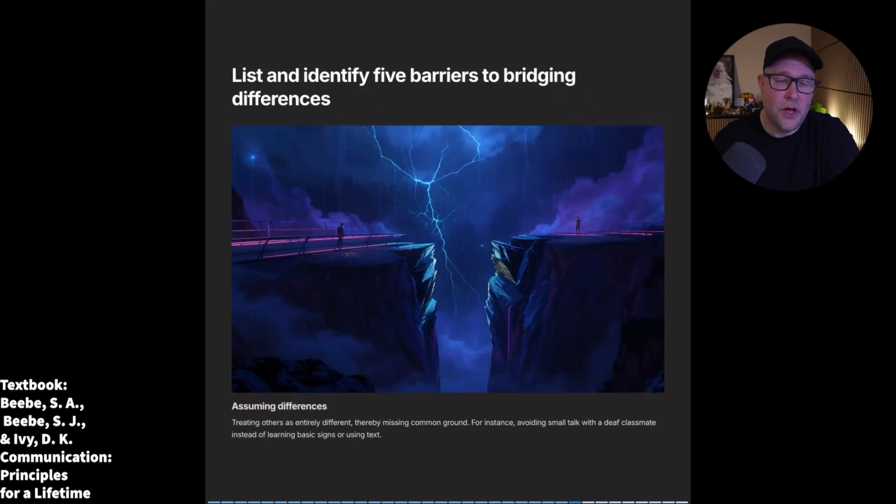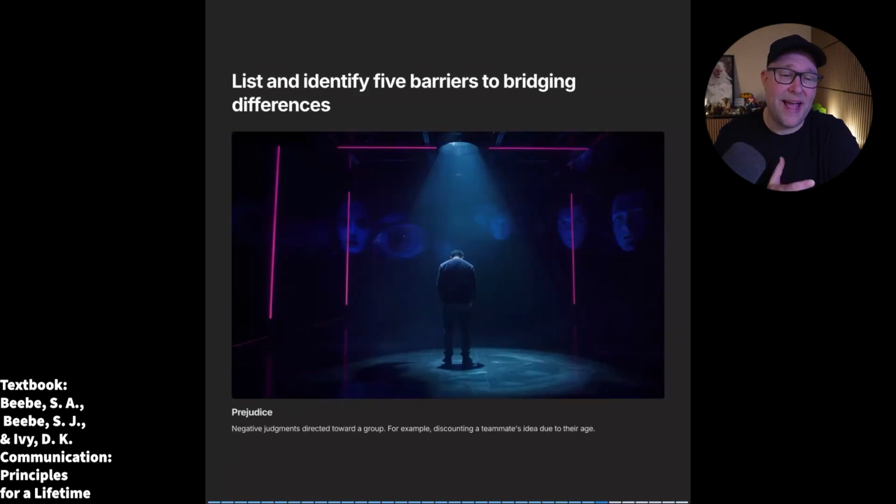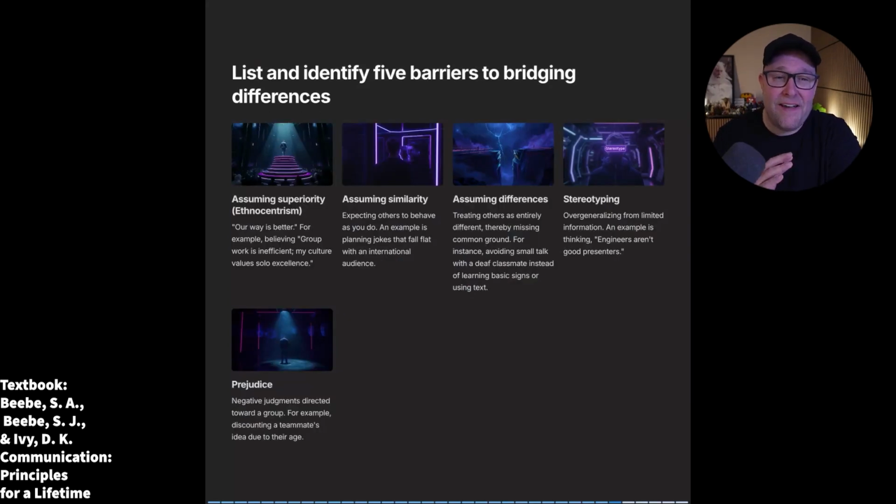Assuming differences, treating others as entirely different, thereby missing common ground. For instance, avoiding small talk with a deaf classmate instead of learning basic signs or using text. When people stereotype, they're overgeneralizing from limited information. Prejudice is when we have negative judgments directed toward a group. For example, discounting a teammate's idea due to their age. So the 5 barriers to bridging differences are assuming superiority or ethnocentrism, assuming similarity, assuming differences, stereotyping, and prejudice.